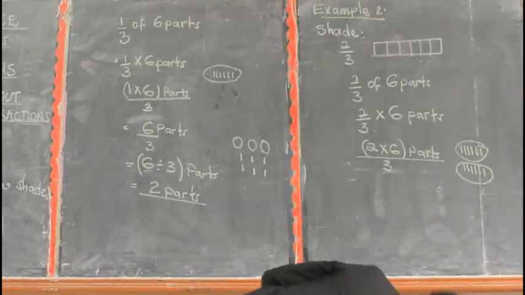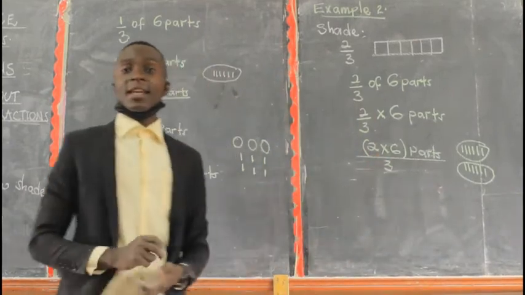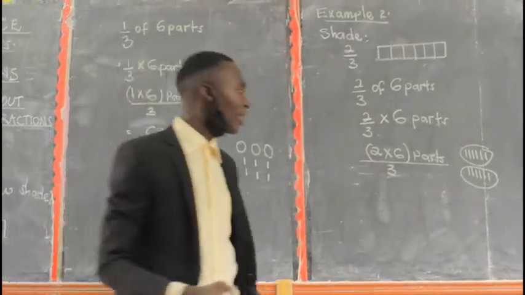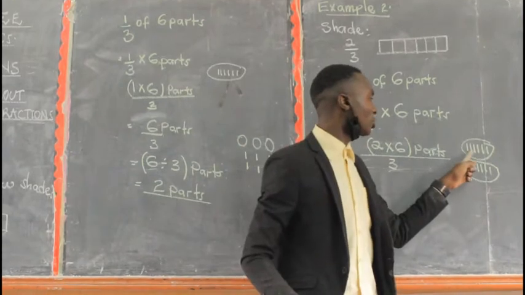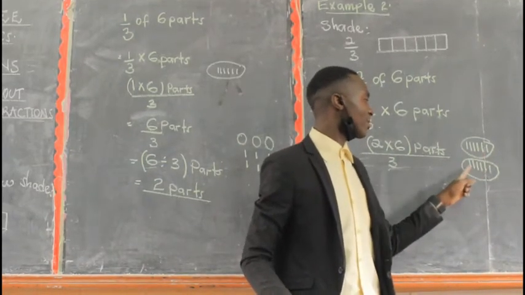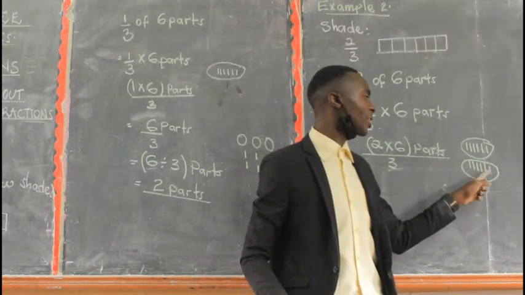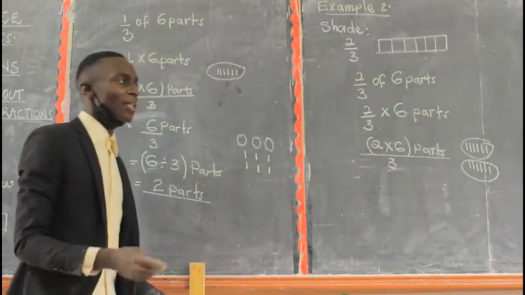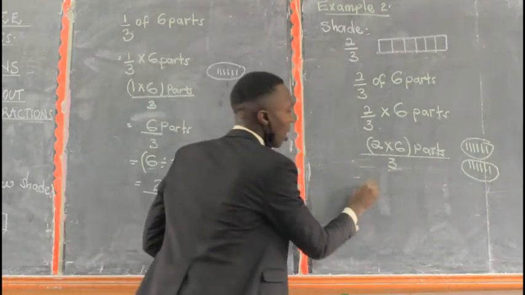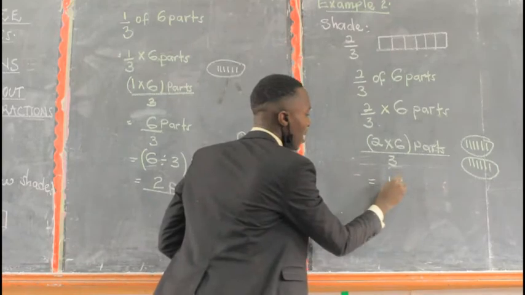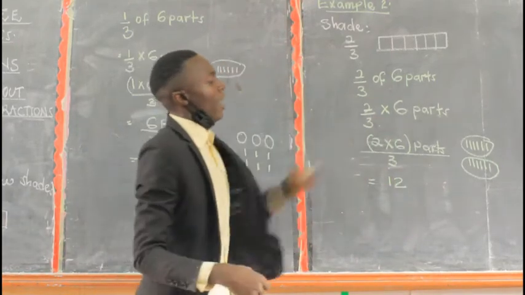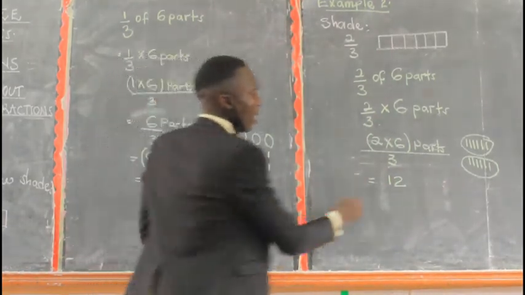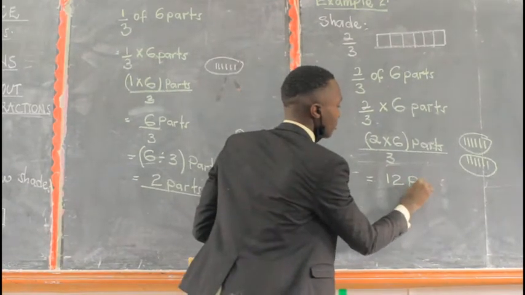It means that when we multiply 2 times 6, we get how many? Let's count. 1, 2, 3, 4, 5, 6, 7, 8, 9, 10, 11, 12. This simply means that we get 12. You write 12. Remember, 12 is our upper number. 12 parts.